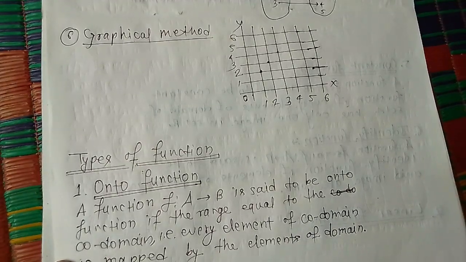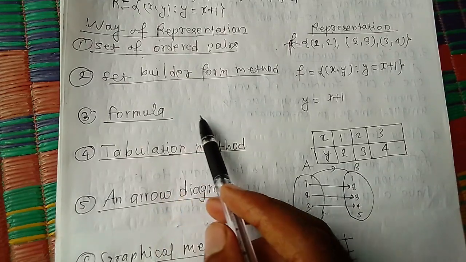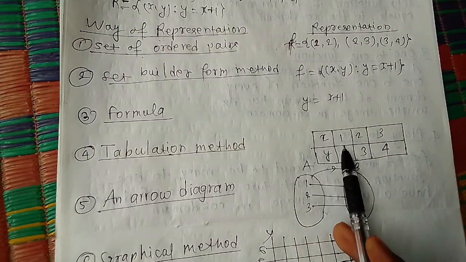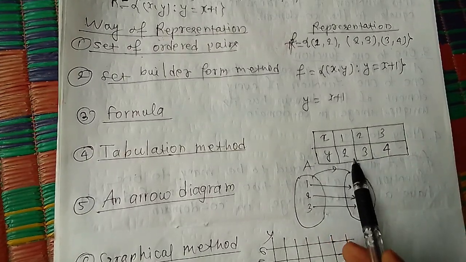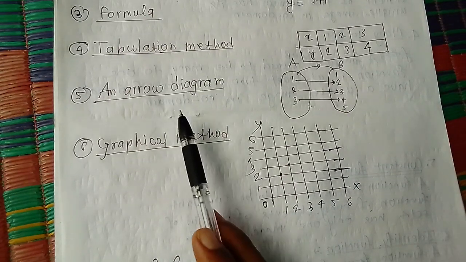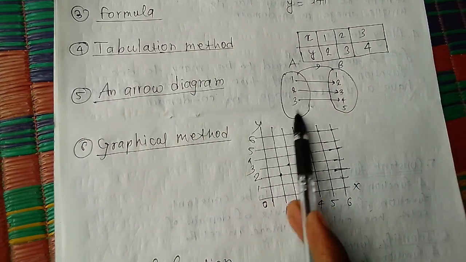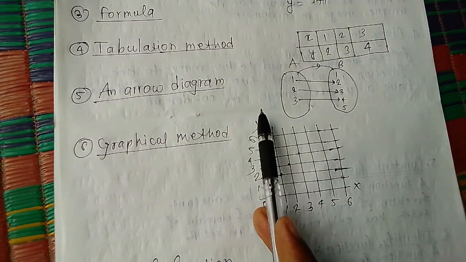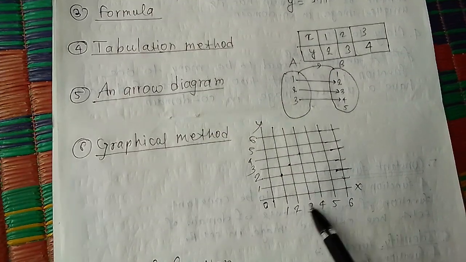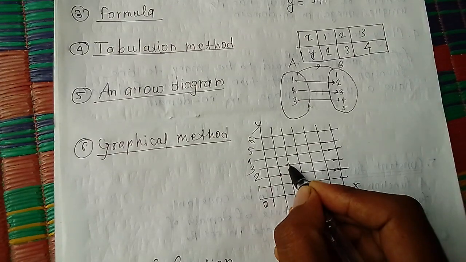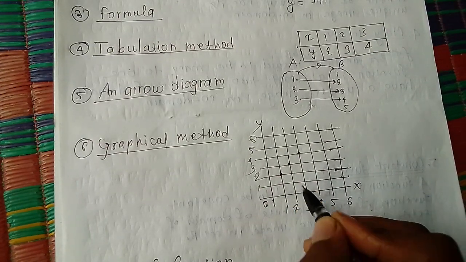So, types of function. The formula is y is equal to x plus 1, we can write it directly. In the tabulation method, draw x and y, 1, 2, 3, 4, and the corresponding image is written in this table. In the arrow diagram, 1, 2, 3 and 1, 2, 3, 4 and 5 are correspondingly mapped. In the graphical method, just draw the graph with the x and y values, and there will be points. We can get a linear function also.